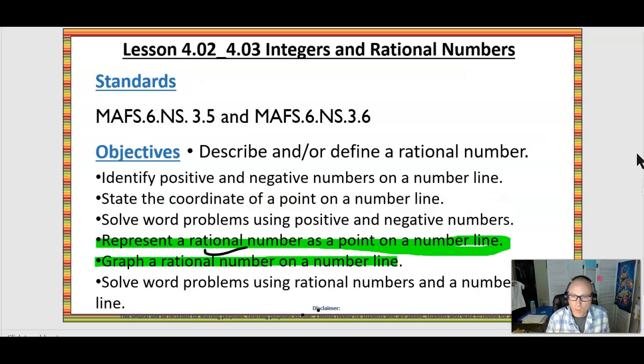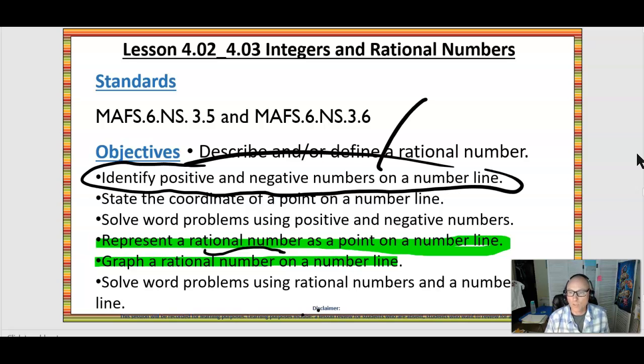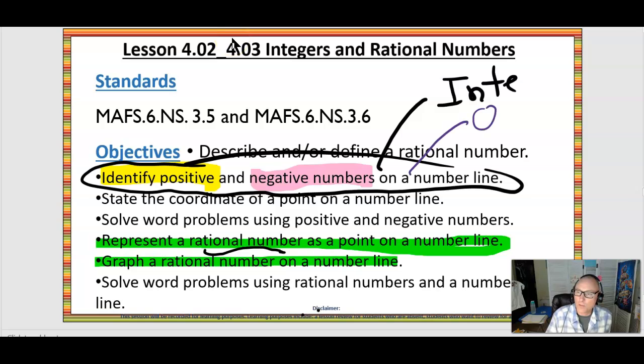Represent rational numbers. We've been doing integers, these positive and negative numbers. To be more correct, it's not just negative numbers. It is positive and negative numbers, but also the number 0 is missing from here. 0 is not positive or negative, but it is a whole number, which is an integer, and it's also its own opposite. So anyway, okay, let's go.